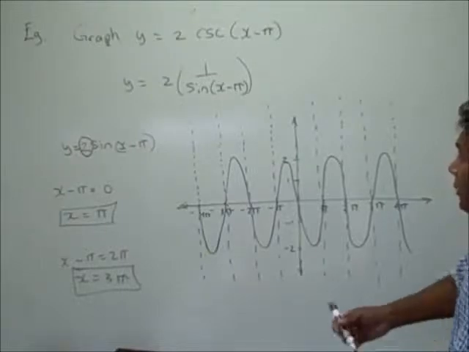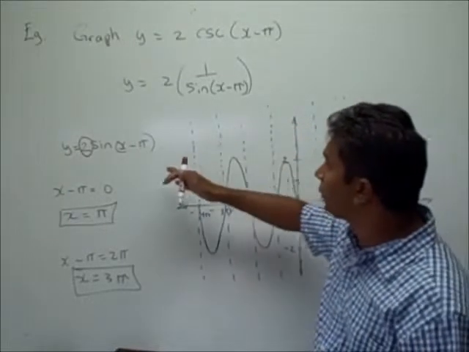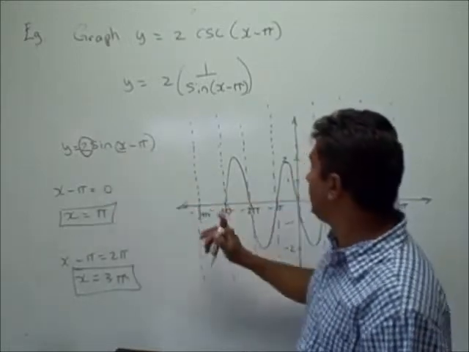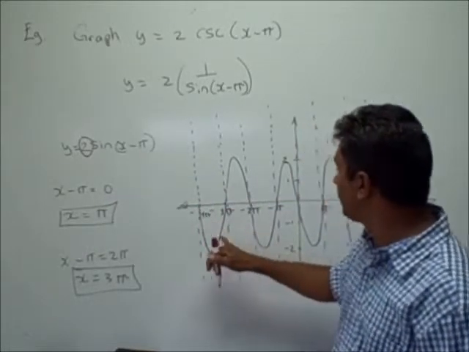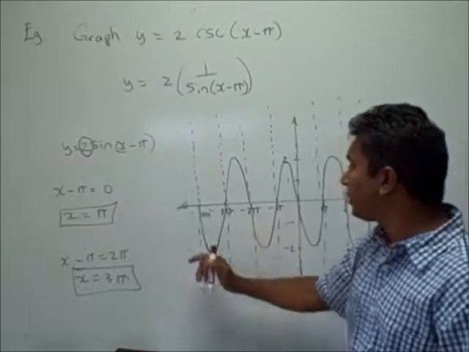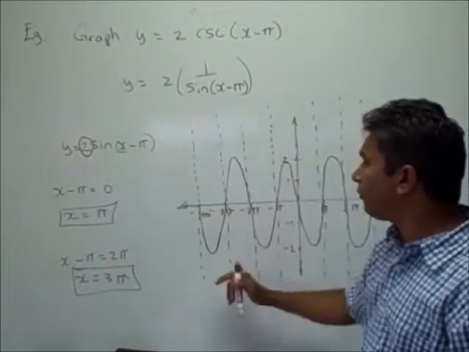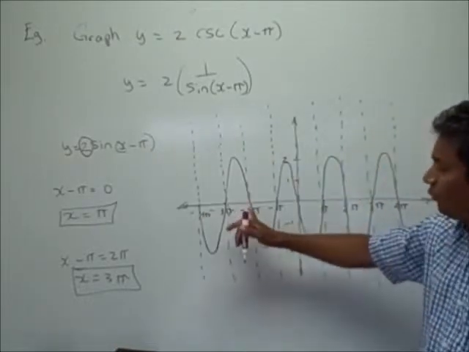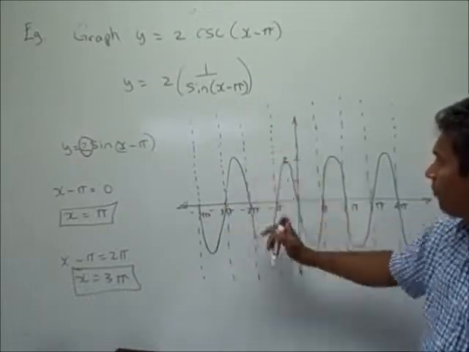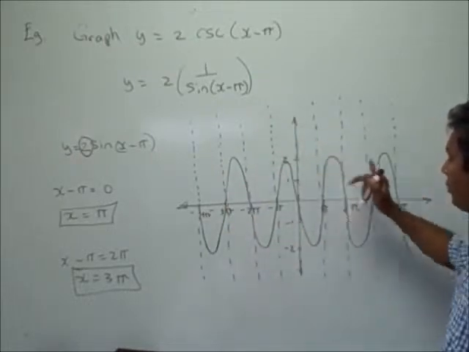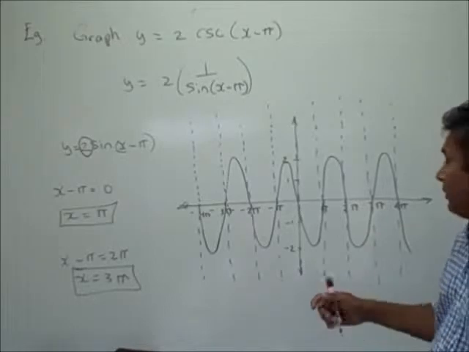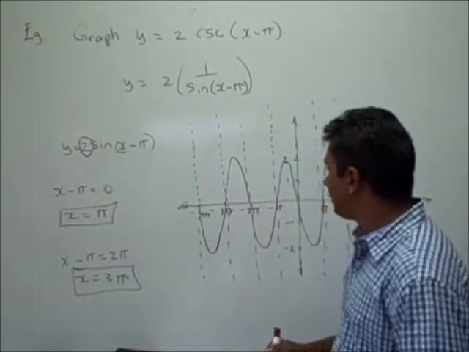Now let's look at the vertical asymptotes. We know where sine is equal to 0, we have a vertical asymptote. So at negative 4 pi we have a vertical asymptote, at negative 3 pi we have a vertical asymptote, at negative 2 pi, negative pi, 0, pi, 2 pi, 3 pi, 4 pi. Sine of all these in this function will give us 0.